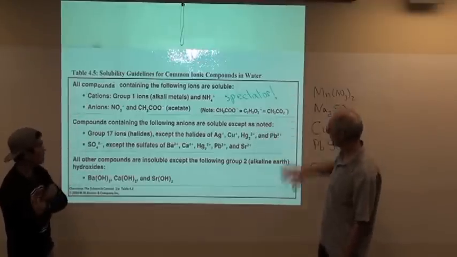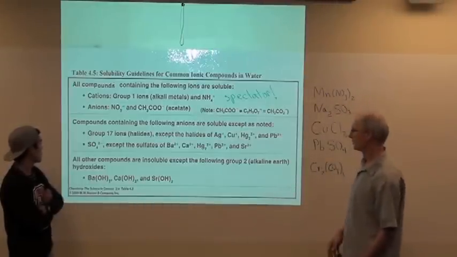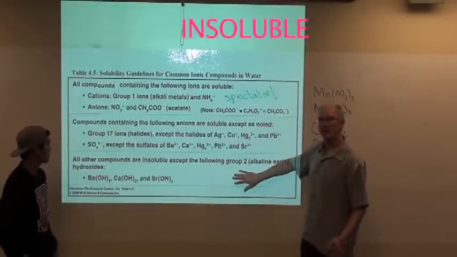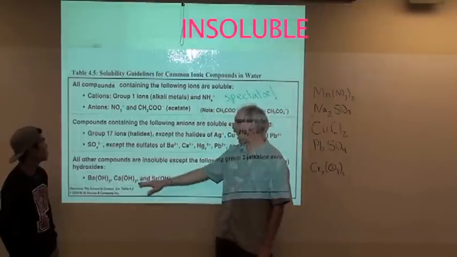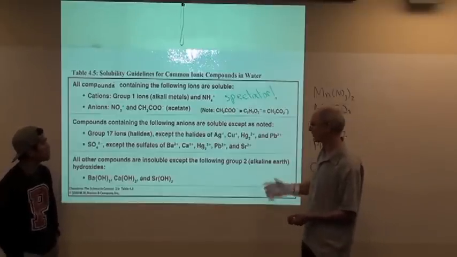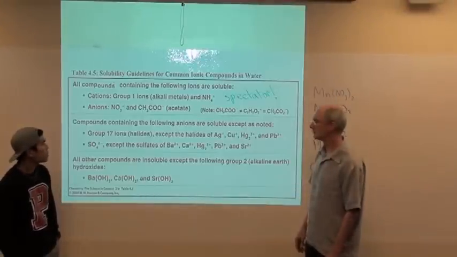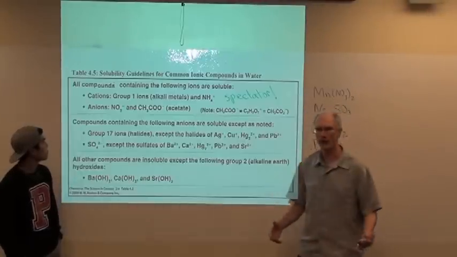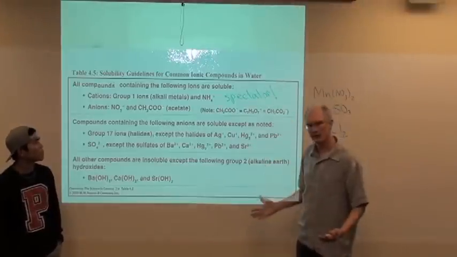Always soluble. And then down at the bottom, what does it say? All the other compounds are insoluble. Okay, so everything else insoluble, but then there are a couple exceptions as well. Barium hydroxide, calcium hydroxide, strontium hydroxide are soluble. Those are exceptions to that. So are oxides going to be soluble or insoluble? Oxides are going to be insoluble. Sulfides, insoluble. Carbonates, insoluble. Phosphates, insoluble. Anything that's not up here, it's going to be insoluble.